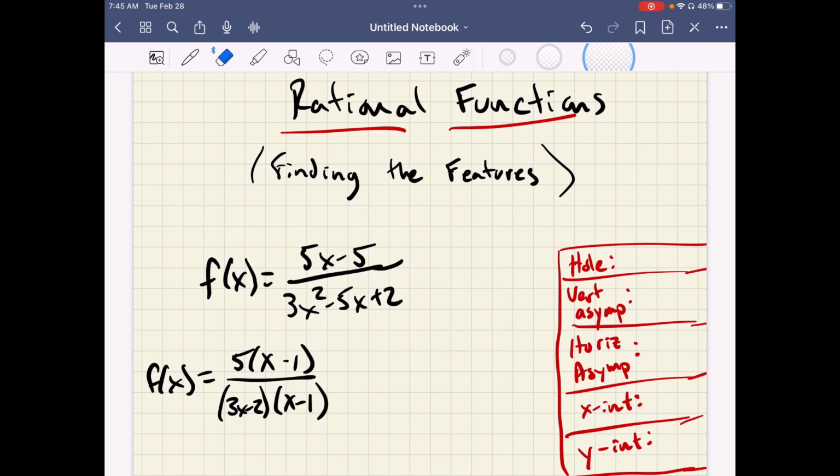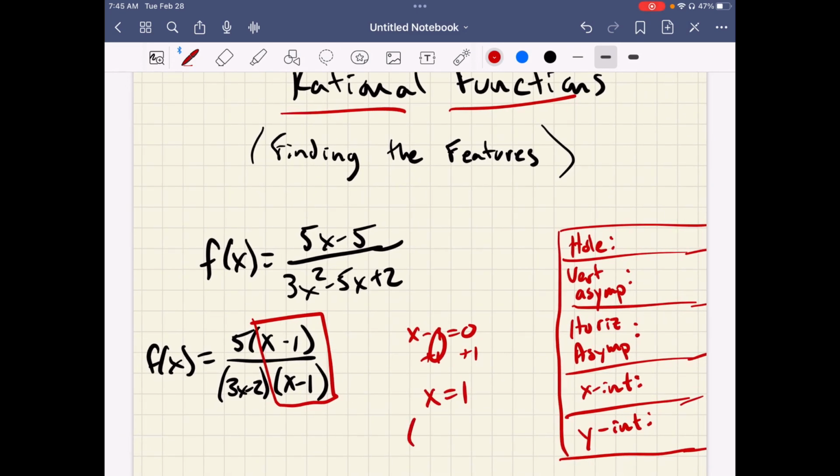Okay, so now that we've got this factored, we're going to look for terms that are shared by both the numerator and the denominator. I'm going to see that as x minus 1. So I'm going to set that factor equal to 0, add 1, and I have x equals 1. So I have an x coordinate of 1 for my hole.